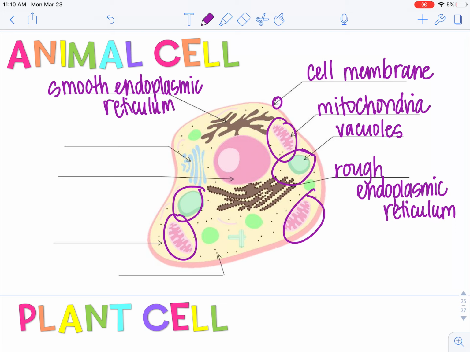Alrighty, and then as we work our way down, we have these small black dots all over the cell. It's the same thing that's attached to our rough endoplasmic reticulum. It is the ribosomes that are going to create protein. Next, we're pointing to all of the yellow that is filling the cell. All of the organelles are kind of floating in this gel-like organelle, and that is my cytoplasm.